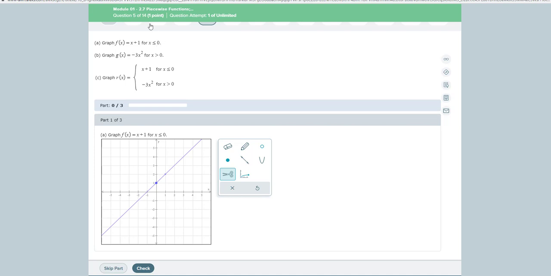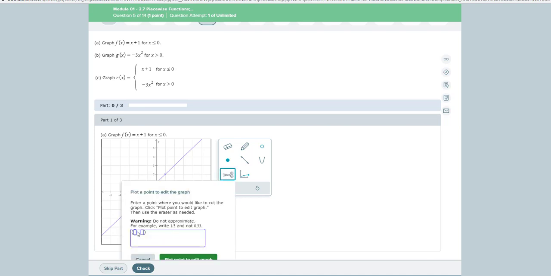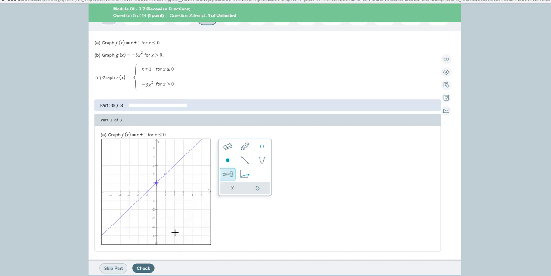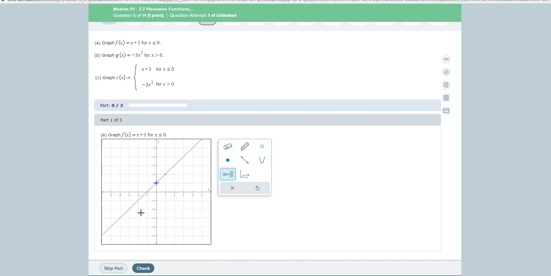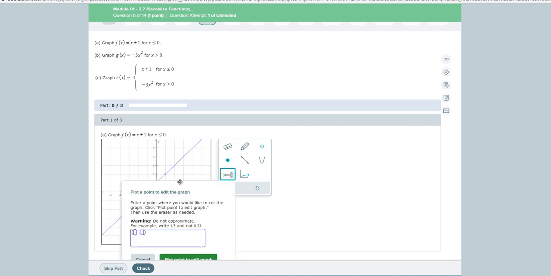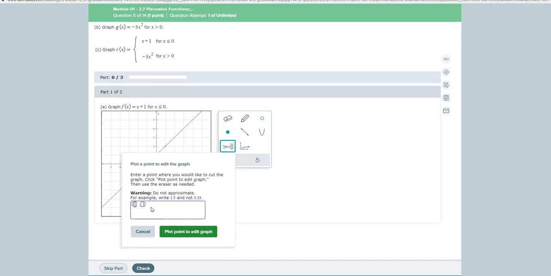If I plug a 0 into this function, 0 plus 1 is 1. So you can see 0, 1, which I already have marked here. But to do my cut, I'm going to put 0 as my x-coordinate and then 1 as my y-coordinate. I'm going to plot that point, and then it's on the cut function. Oops. So if I go and push cut, let's see, it didn't. Let's try one more time.